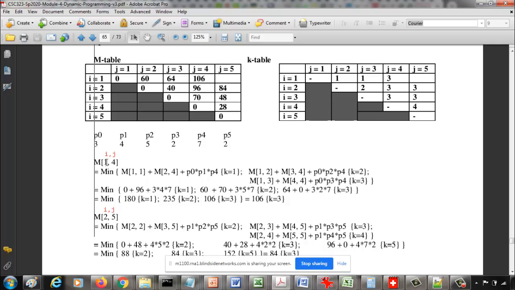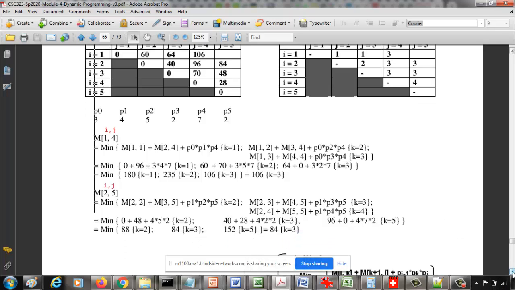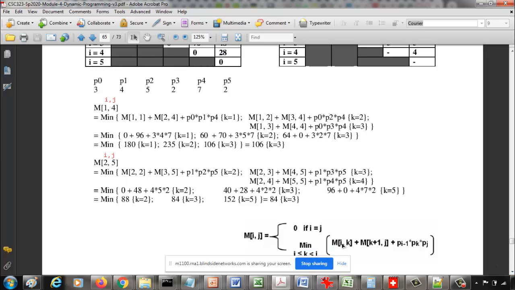So i equals 1, j is 4. So k ranges from i to something less than j, so k could be either 1, 2 or 3. Now accordingly we have to come up with the recurrence. If k is 1, m of 1 comma 1, and k plus 1 is 2, so m of 2 comma j, which is 4, and p i minus 1, so i is 1, so p0 times pk times pj, which is p4.